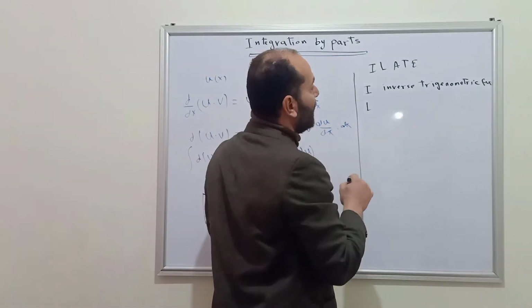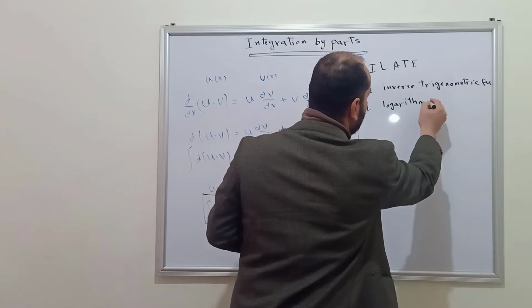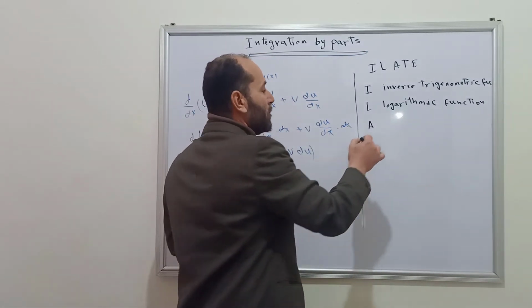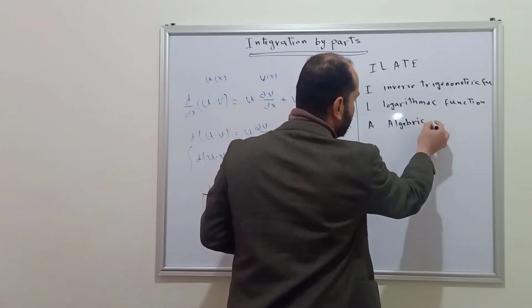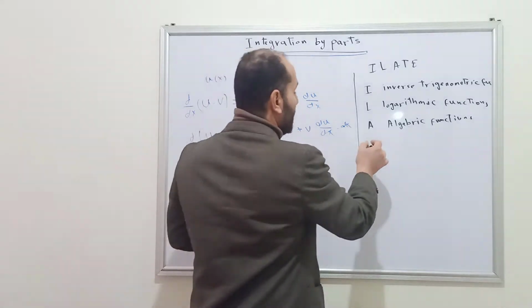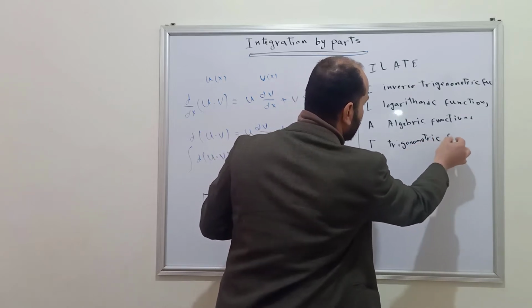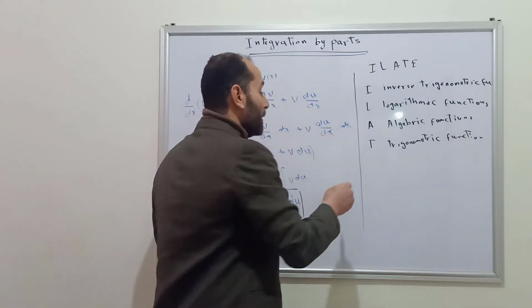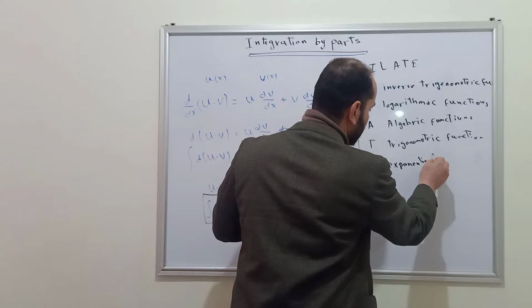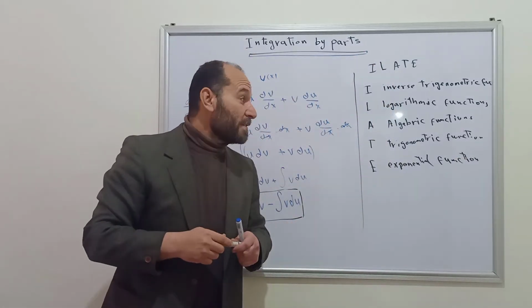L refers to the logarithmic function, A refers to the algebraic function, T refers to the trigonometric function, and E refers to the exponential function. My reference here is ILATE.